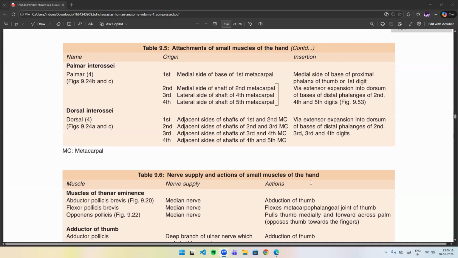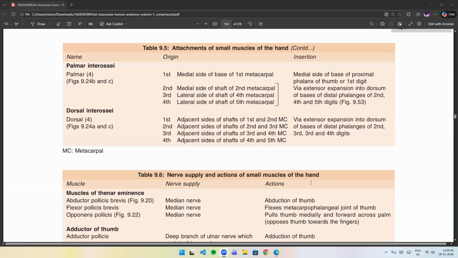Figure 9.53. Dorsal interossei. Dorsal, they are 4 in number, figures 9.24a and c. First, originates from adjacent sides of shaft of first and second metacarpal. Second one, adjacent side of shafts of second and third metacarpal. Third one, adjacent sides of shafts of third and fourth metacarpal. And the fourth one, adjacent sides of shafts of fourth and fifth metacarpal.